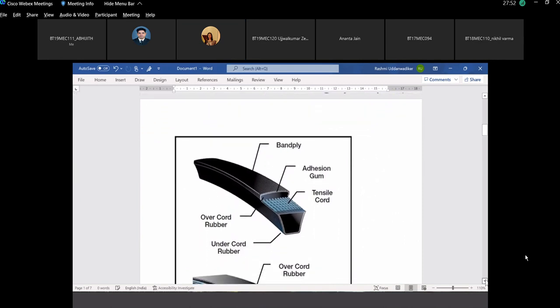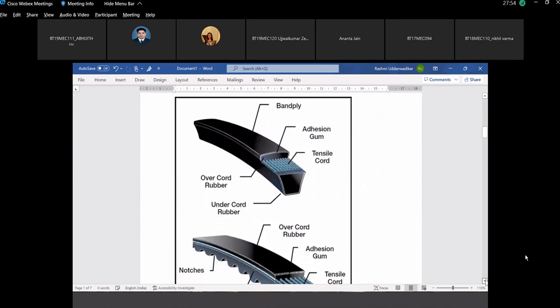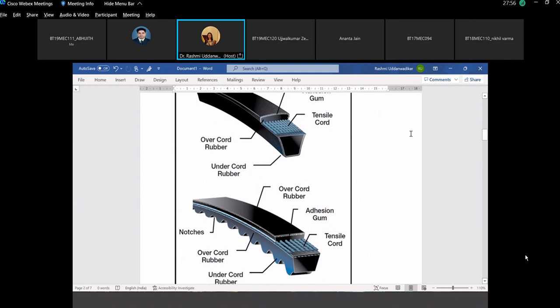This is how a V belt looks. Different designs of V belt. There is a layer of rubber cord, then a layer of cord which can withstand the tensile forces. Below this, you have material which can withstand little compression and bending. These layers are adhered to each other using some adhesive or gums.